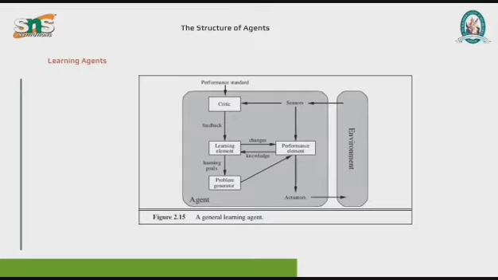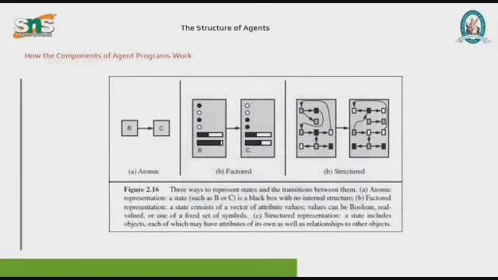Learning agent diagrammatic representation: it shows how the components are involved in the agent. First one is the performance element, next is the learning element, next is the critic, then the problem generator. Next title: how the components of agent programs work.